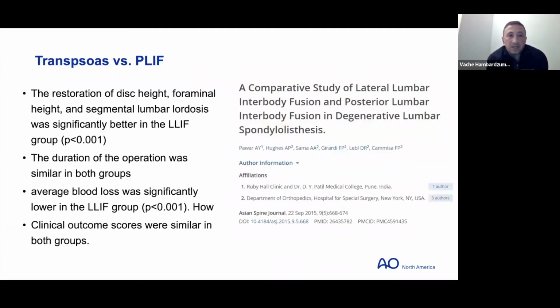How about PLIF versus the trans-psoas approach? This was another comparative study. The authors concluded that restoration of disc height, foraminal height, and segmental lumbar lordosis was significantly better in the lateral lumbar interbody fusion group. The duration of surgery was similar. Blood loss was significantly lower in the lateral approach, and clinical outcomes were similar in both groups. Next.